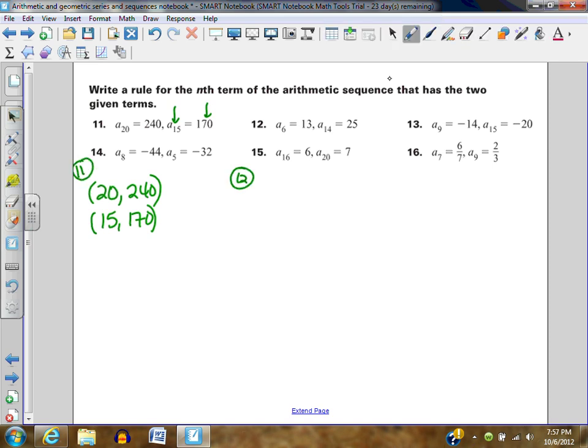On number 12, let's do that one. The x is what? Say it with me. 6, 13. And then the x is what? 14, 25. Okay, don't leave me hanging here. You say it with me. What's the x on number 13? It's 9. And y is negative 14. Good job. And then it's what? 15, negative 20.